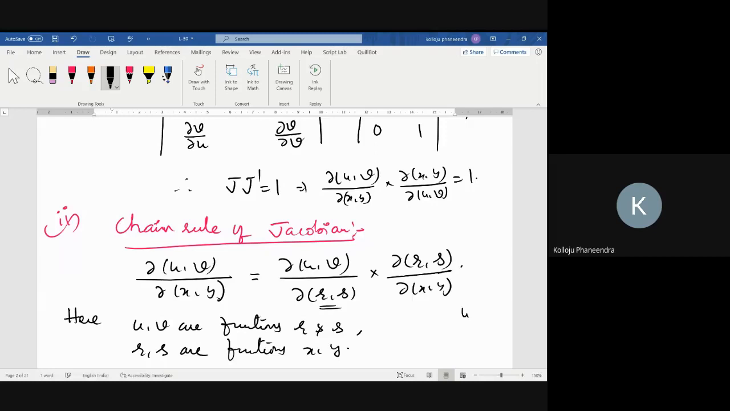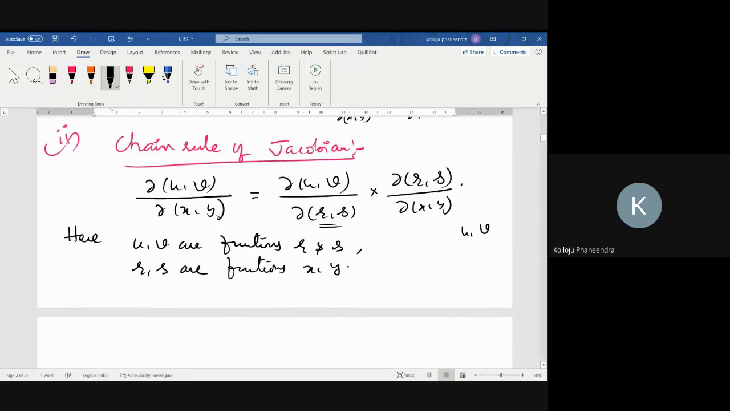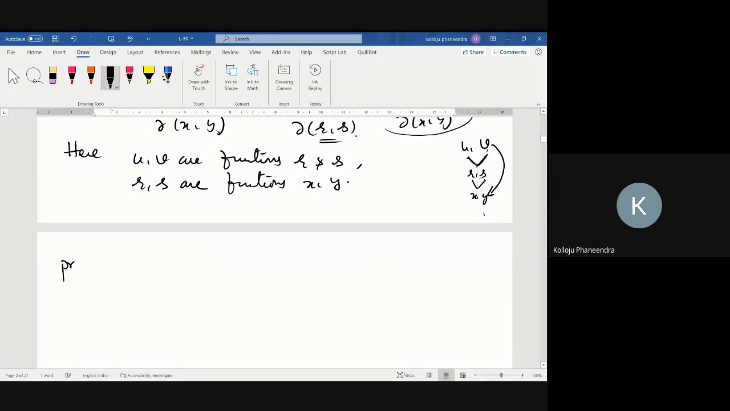So, the figure is here. U, V are functions of R, S. R, S are functions of X, Y. Therefore, U, V are functions of X, Y. Therefore, first the Jacobian of UV with respect to RS is there, and RS Jacobian with respect to XY, then what you will get? Dou UV by dou XY. This is chain rule. And you can prove this in a similar manner. Proof is, this is assignment. How to get it?